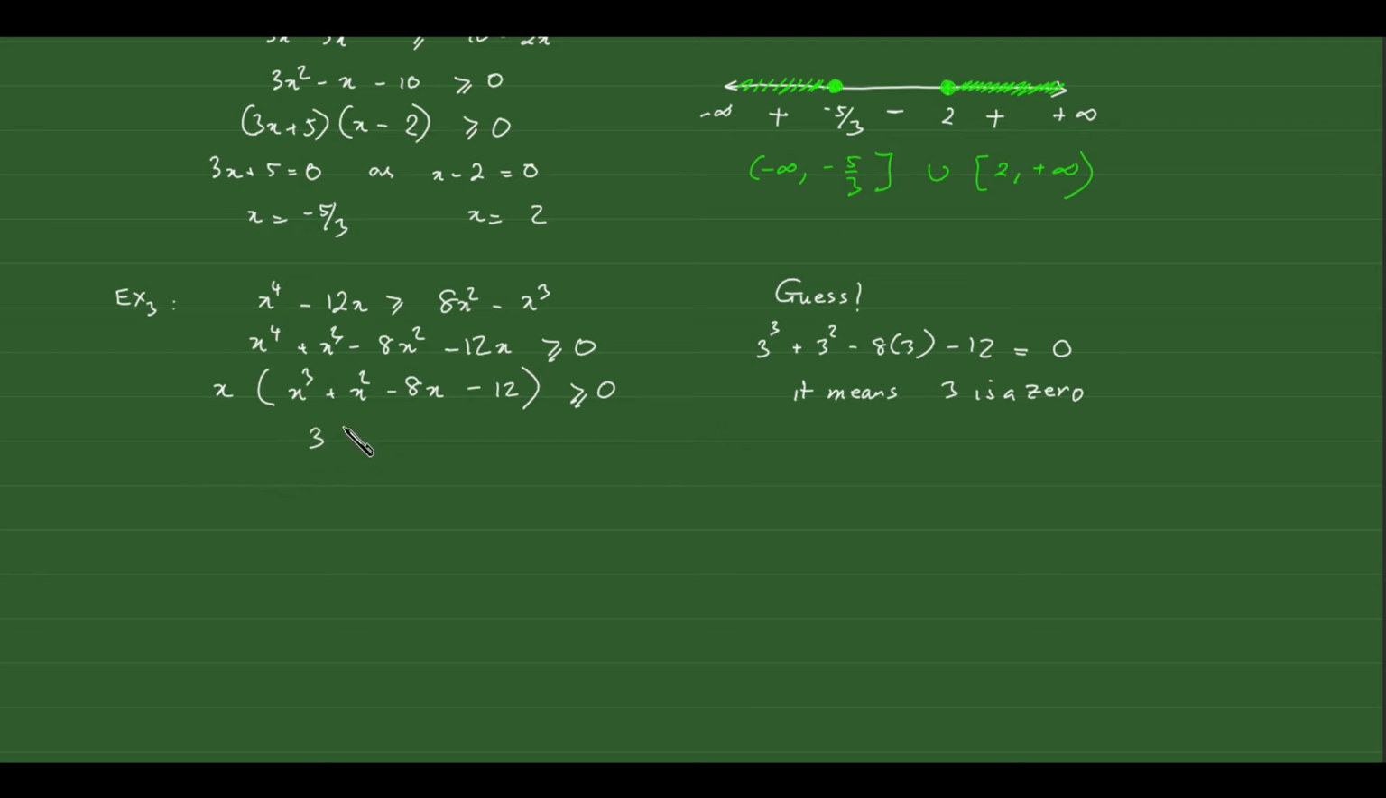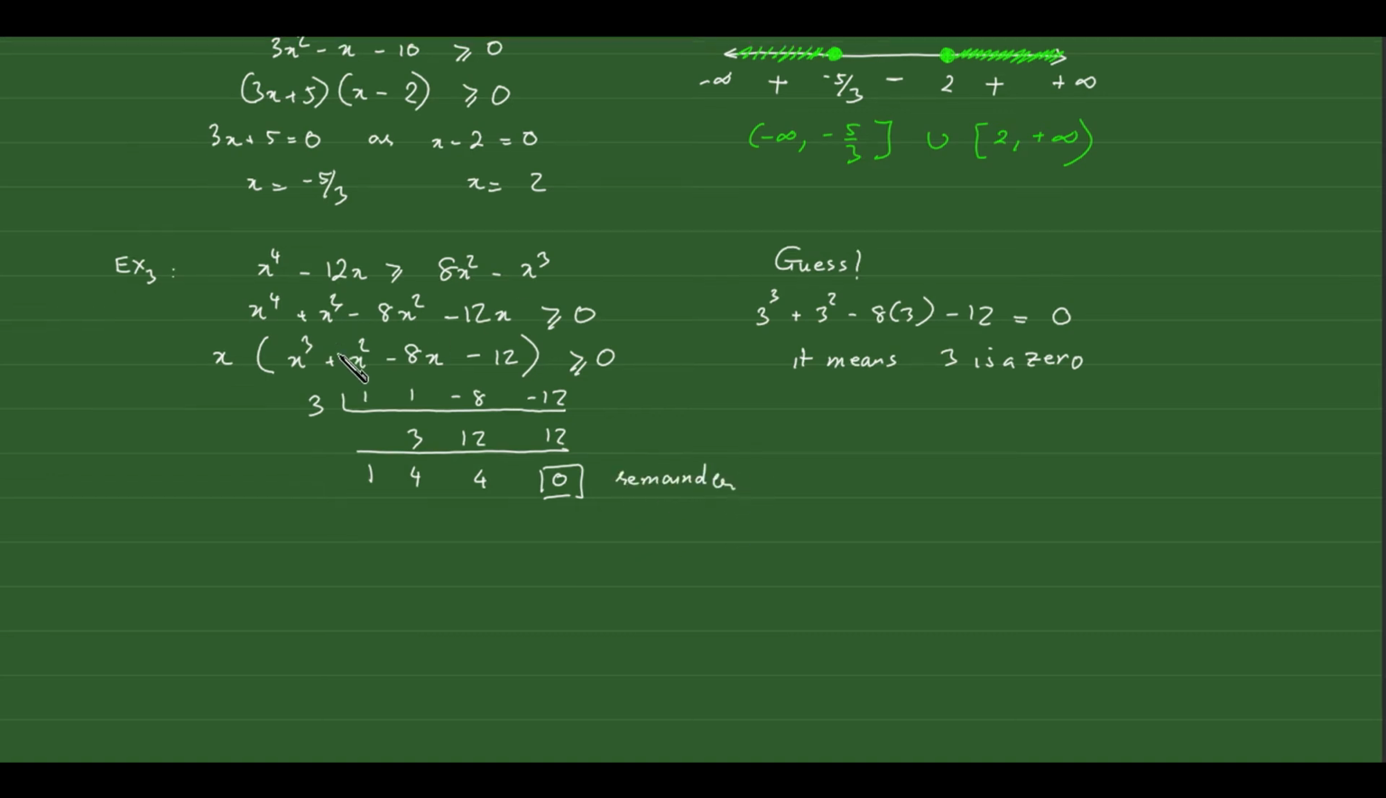So I'm gonna do synthetic division because 3 is a 0. Alright. So you have 1, 1, minus 8, minus 12. So go ahead and drop it down. 1, drop it here. 3, add them up. 12, 4, 12. Here you go. It turned out to be 0 as the remainder.